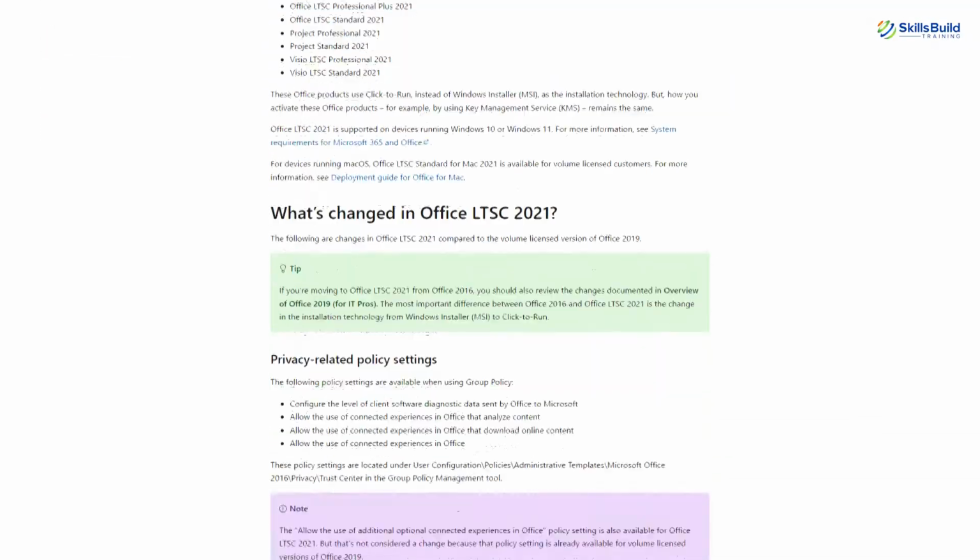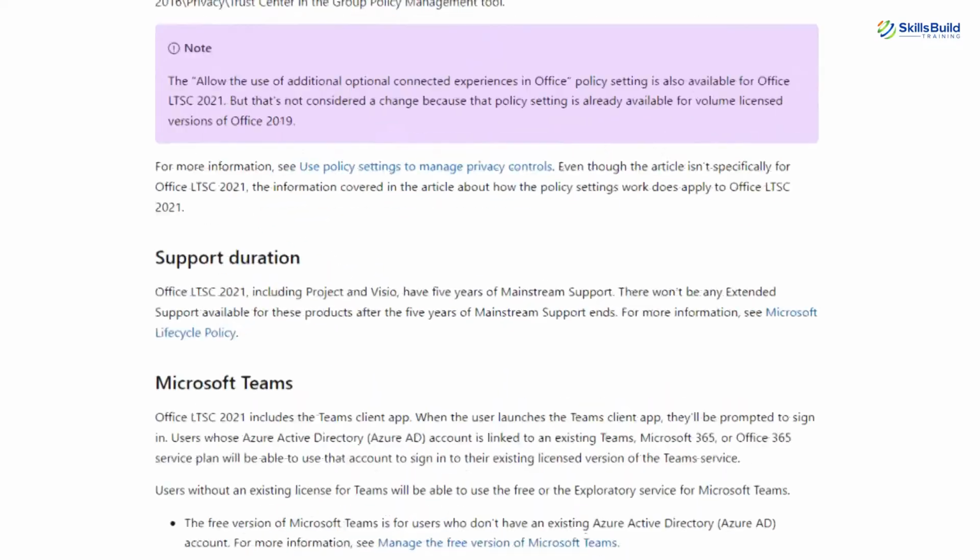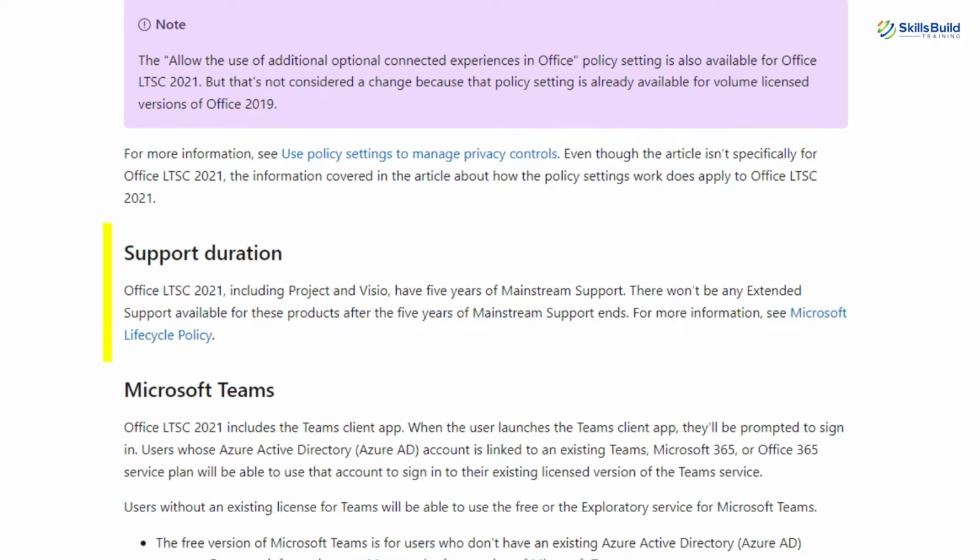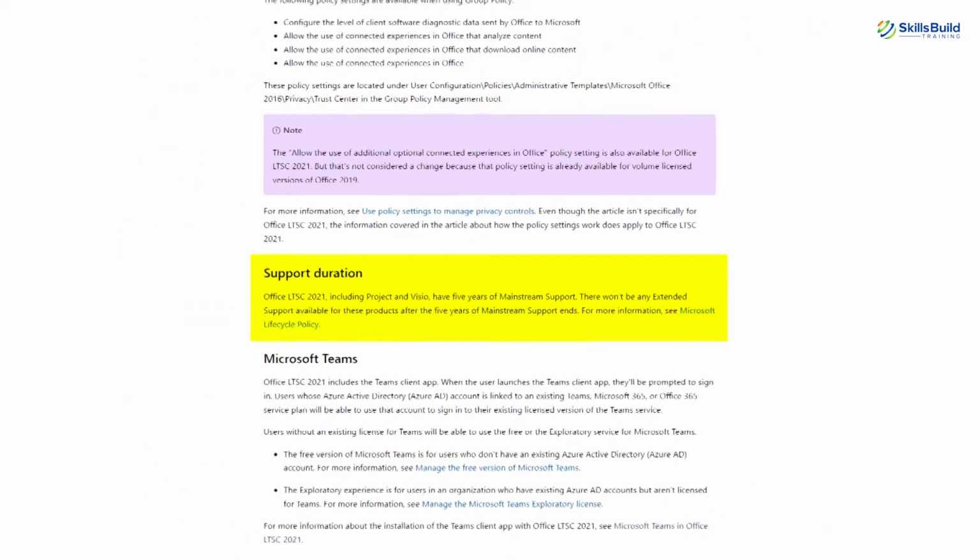Now let's talk about the support cycle. Users of Office LTSC 2021 will only get bug fixes and security patches for 5 years. And those 5 years are from the release date, not the purchase date. And that is one annoying piece of news for a lot of people.